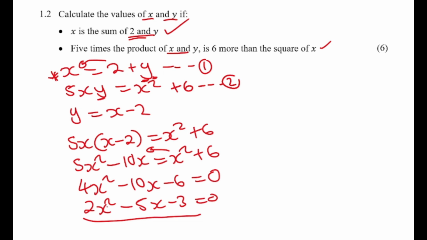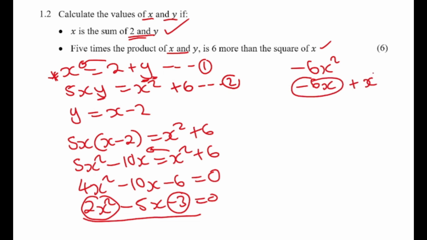Right, you can use the quadratic formula here or do the factorization. I will use factorization so that maybe you can practice factorization, but in the exam, you can use the quadratic formula and get your answers. Right, so we say 2x squared times negative 3, that is negative 6x squared. Then we look for the factors of negative 6x squared that can give us negative 5x. That should be negative 6x and positive 1x, like that.